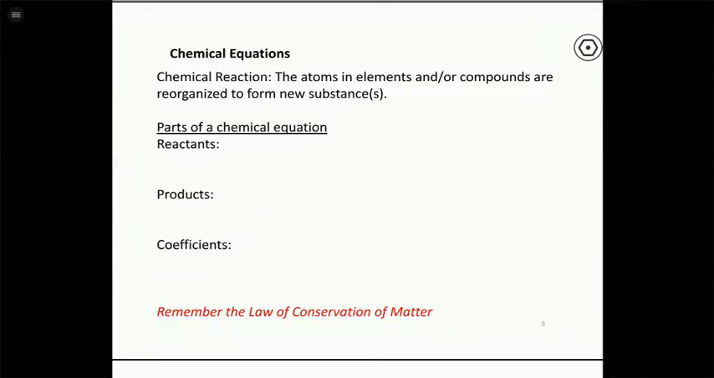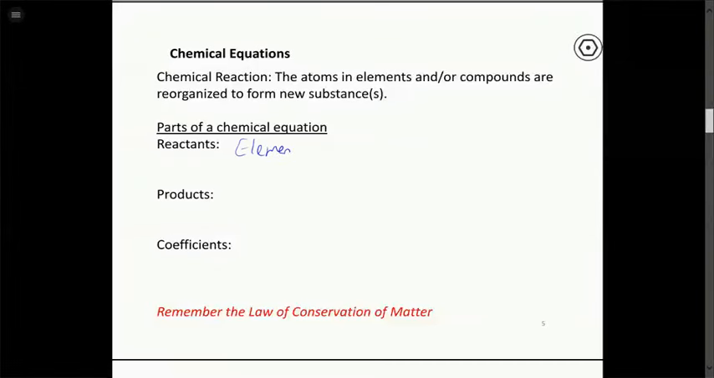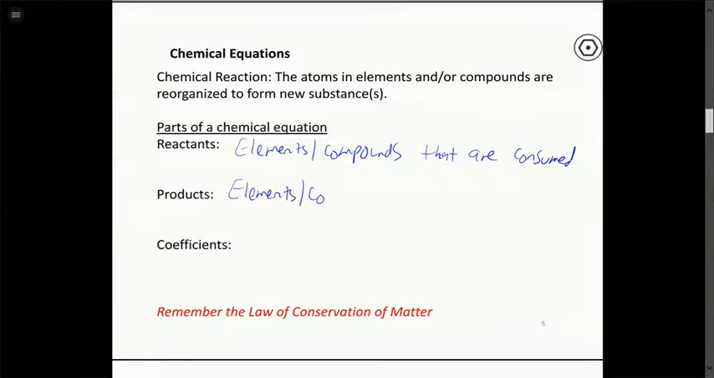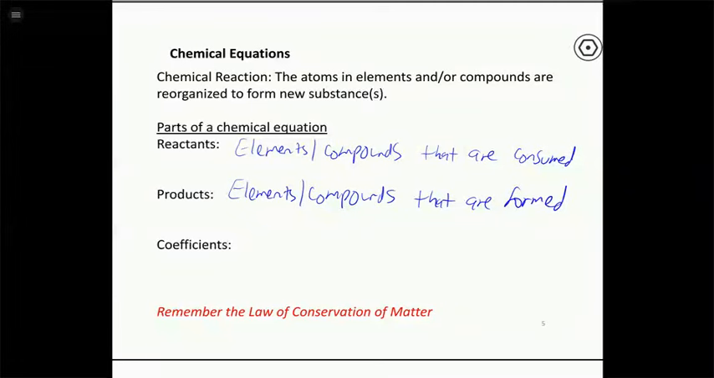And so the chemical equation really has three main parts that are important. We have the reactants, which are the elements and or compounds that are consumed. So these are the things that we're putting into the reaction. And then the products are whatever comes out of that chemical reaction, whatever they're changed into. So these are another set of elements and or compounds that are formed. Again, when you do a chemical reaction, you're putting in some reactants and they're changing into products.